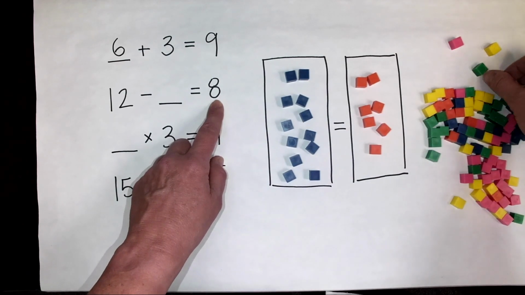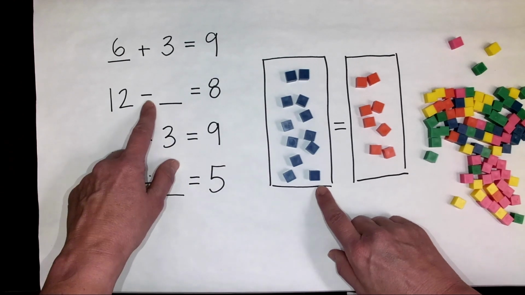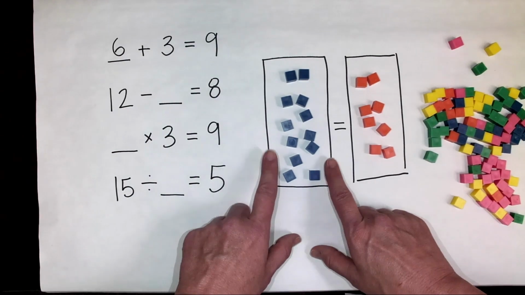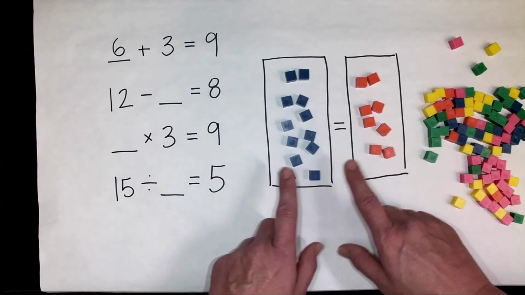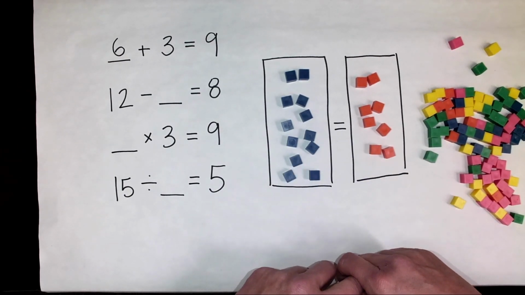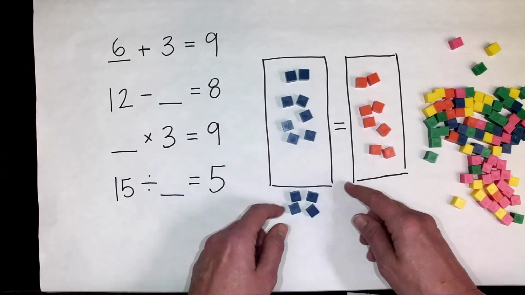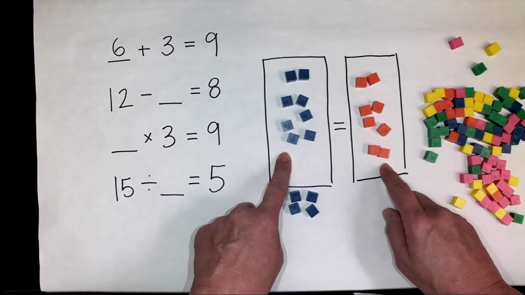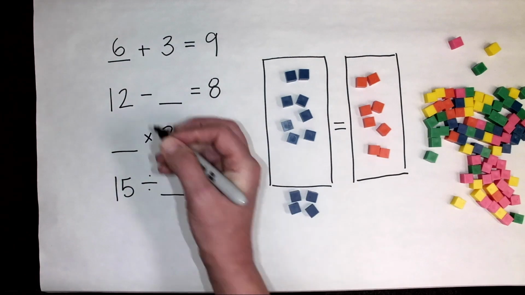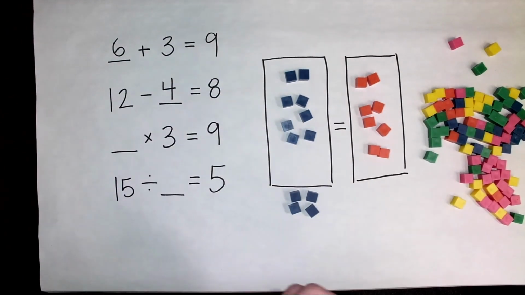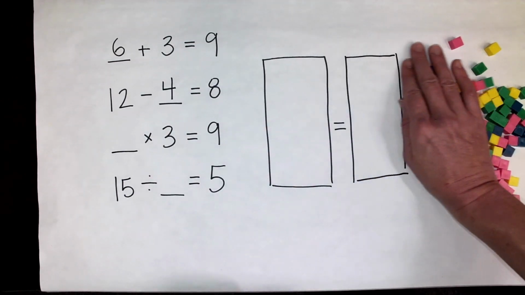Now this is an interesting one. 12 is not the same as 8. So here, because I'm subtracting, I have to figure out how many cubes on this side of the mat I'm going to subtract so that the sides of the mat are the same. So let's see, if I take away 1, 2, 3, 4, that leaves 8, which is the same as 8. So I had to subtract 4 here, so that means 12 minus 4 is the same as 8. It helps me balance those two sides of the equation.